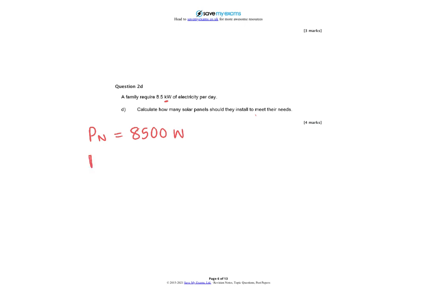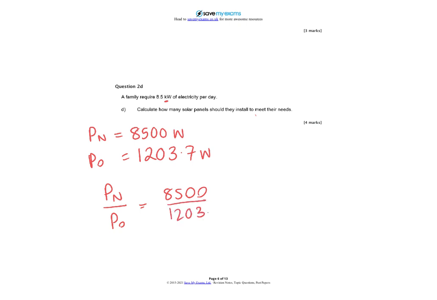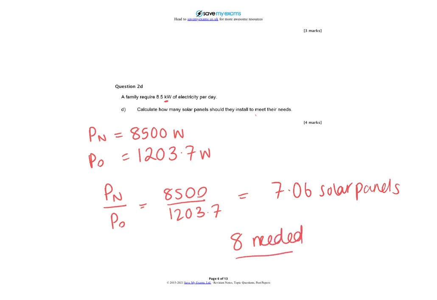And what they are actually producing, so I'll put PO, for power output, from our previous question was 1,203.7 watts. So to work out how many, we're going to do PN, the amount needed, divided by PO. So you're going to do 8,500 divided by our 1,200 to work out how many, and you get 7.06 solar panels. Obviously we're not going to be installing 7.06 of a solar panel, so we'll say 8 needed, round it up so they get extra power.